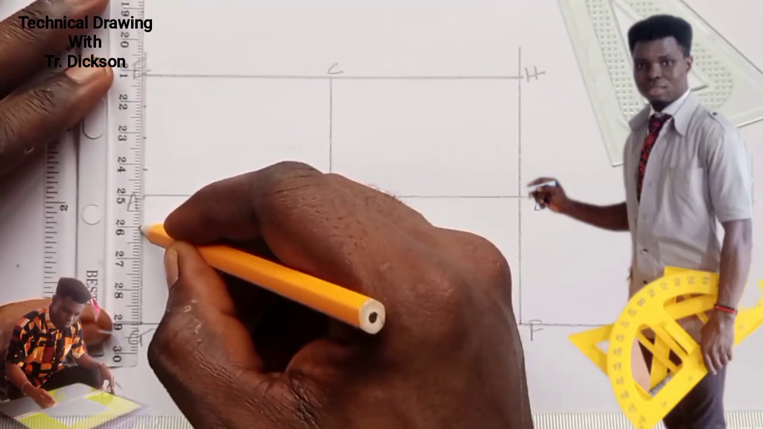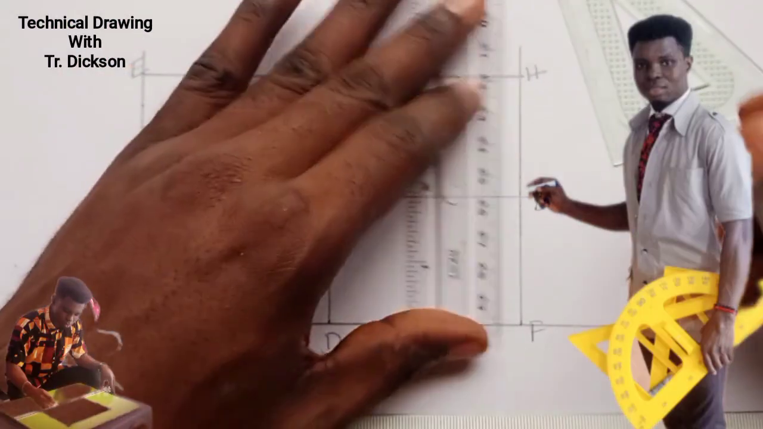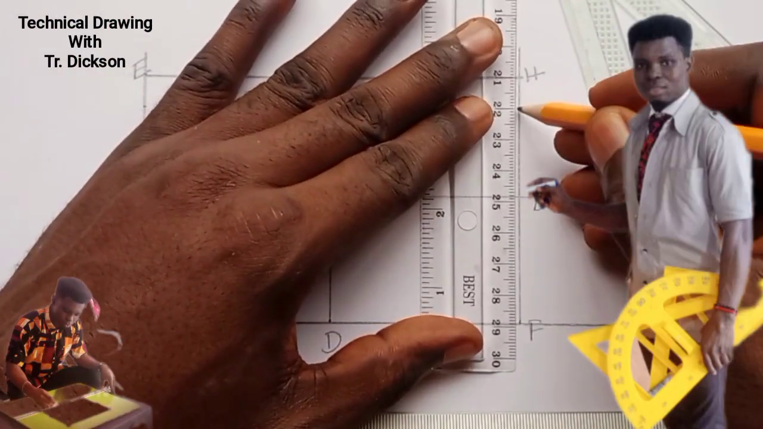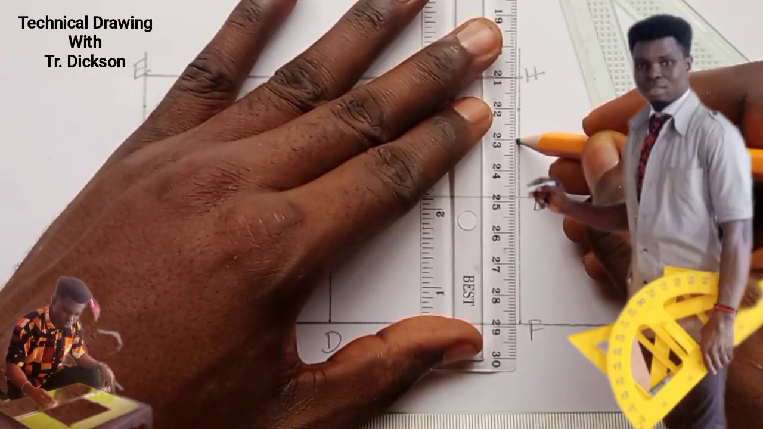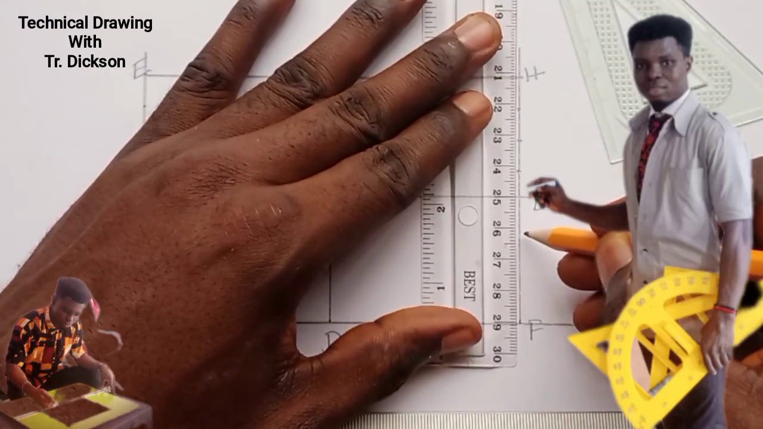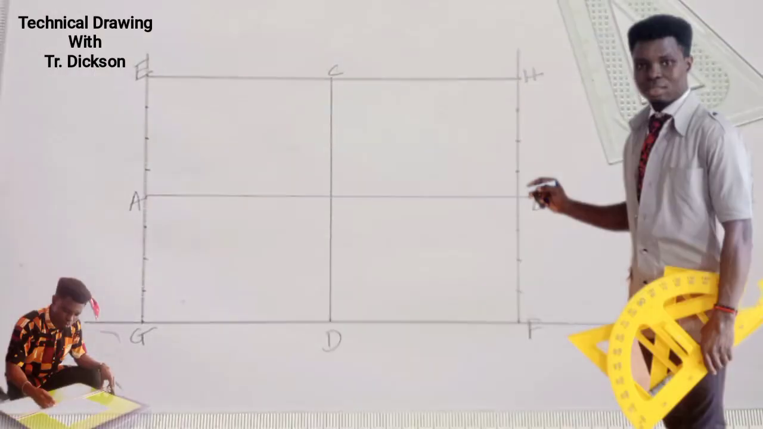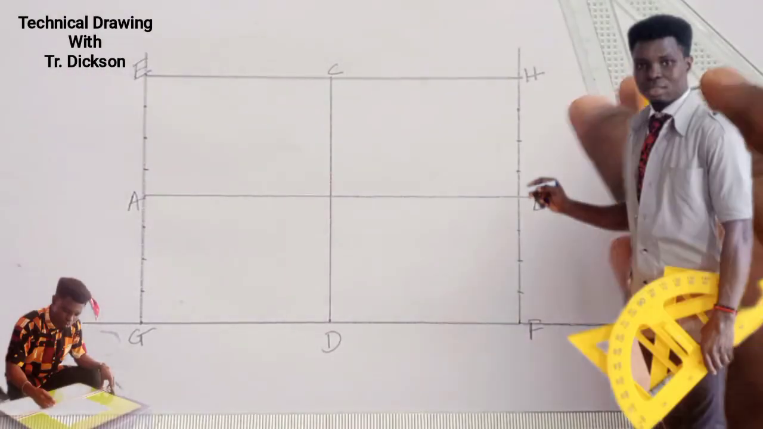Now I have 1, 2, 3, and this is the 4th. I do the same thing on this other side. I have here 1, I have here 2, 3, and then this 4. I have here 1, 2, 3, and 4. All right, so that makes up the vertical line.